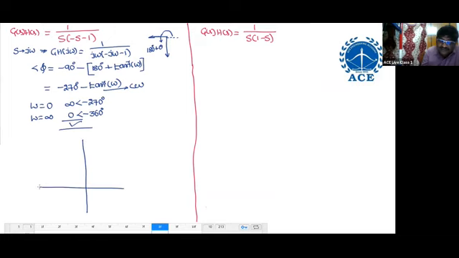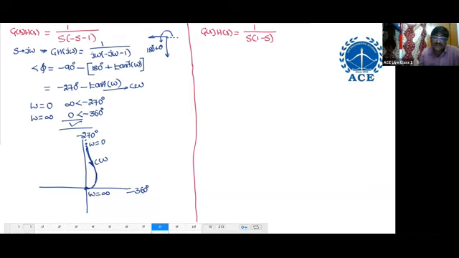Where does it start? Minus 270. Where does it end? Minus 360. What is the direction? Omega 0, here ending. What is the direction? Clockwise. Here omega infinity.